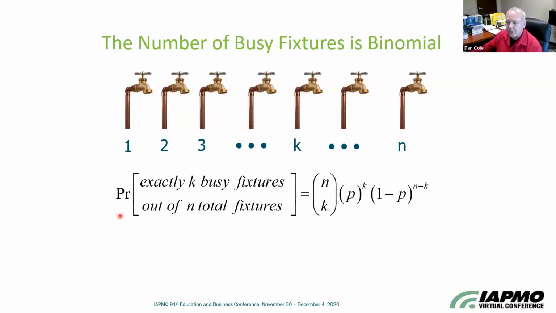It'll give you the percentage. Is it 20%? Is it 50%? Is there a 60% chance that 10 will be on at the same time? This mathematical formula will tell you what that percentage and what that chance is for a number of fixtures to be on at the same time.